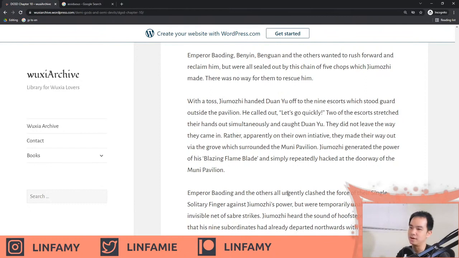2 of the escorts stretched their hands out simultaneously and caught Duan Yu. They did not leave the way they came in. Rather, apparently on their own initiative, they made their way out via the grove which surrounded the Mooney Pavilion.